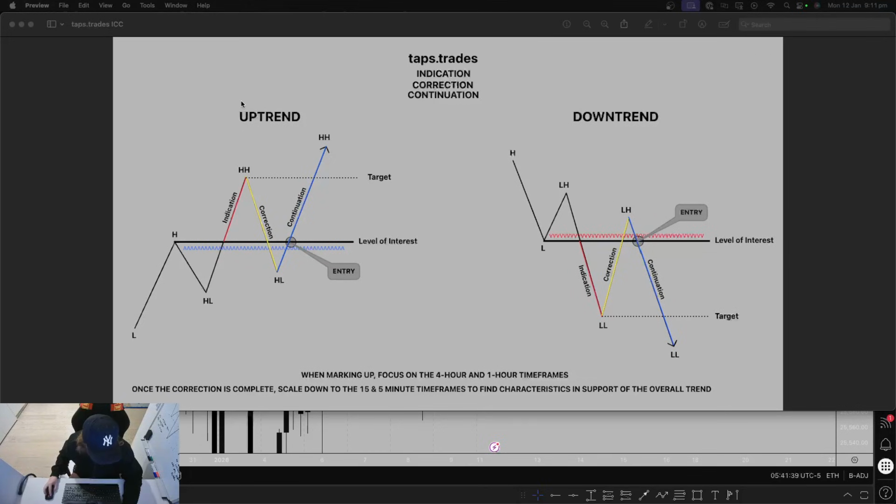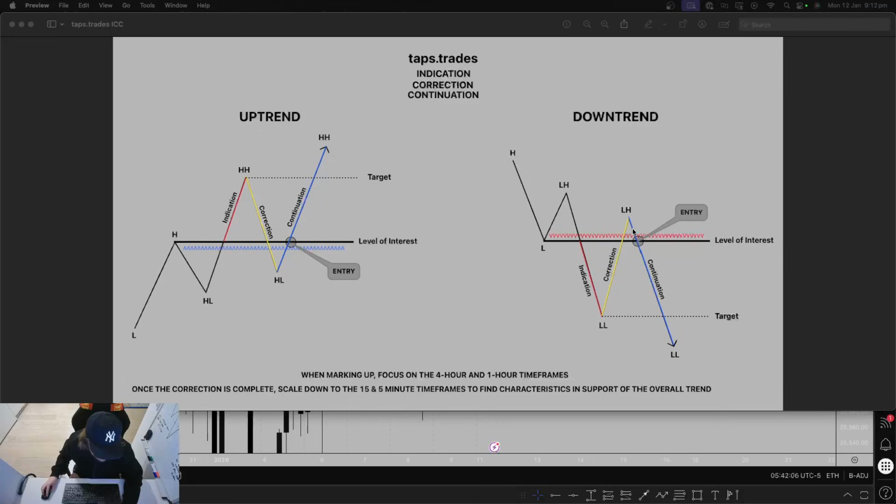Similarly to what we did in the uptrend, once the correction is complete, we can scale down to the 15-minute and 5-minute time frames to find the characteristics that support the overall trend. So it breaks above here, doesn't break this lower high, and now on the 5-minute and 15-minute time frame it's creating lower lows and lower highs, or some sort of formation, or equal highs, or that sort of thing.